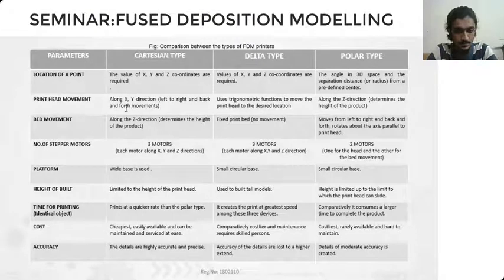When we come to accuracy, Cartesian FDM printers are able to produce highly accurate and precise products, because as it takes a prolonged time for printing, the accuracy and precision of printing is greater. Whereas in delta type, the accuracy and certain details of the product are lost during printing as it prints at a very high speed. Generally, the accuracy is a bit low. And polar type gives moderately accurate products with precise dimensioning and values.